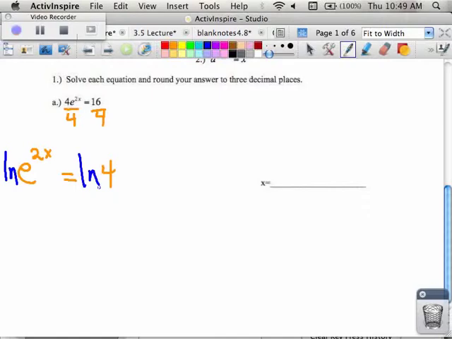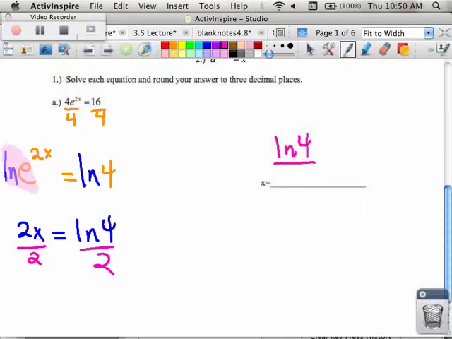And you know that natural log and e are inverses, so they undo each other. What I meant is we have 2x equals the natural log of 4. There's a 2 in front of the x, so let's divide by 2. And my answer is the natural log of 4, whatever that is, divided by 2. That is the exact answer.